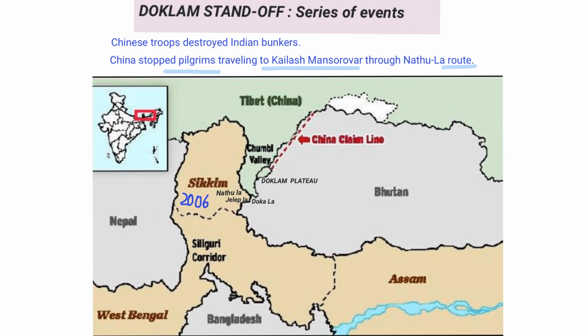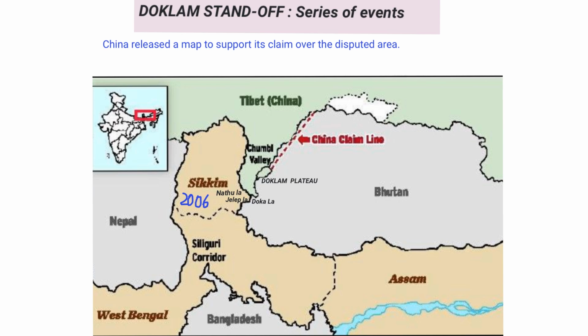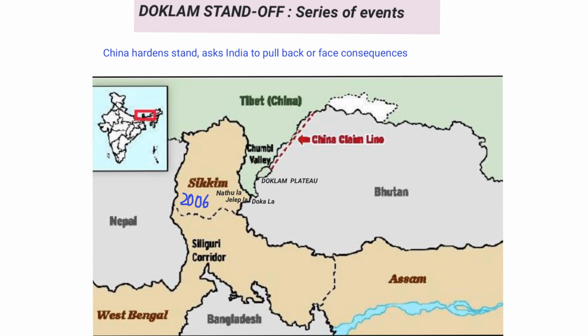Then in the meantime, China released a map to support its claim over the disputed area, and this has further worsened the ongoing standoff. And now China is threatening India with a war if it does not pull back. On the other hand, India is not going to compromise on this issue by any chance, because this is not just about the issue of the disputed area, but it's also a very strategically important issue for India.